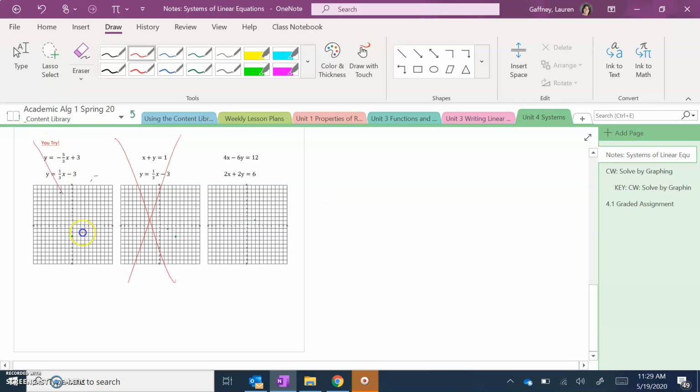Okay, let's focus on this third one here. So notice they're not in slope-intercept form, so we have to solve them both for y. So let's subtract 4x to the other side, divide everything by a negative 6. So I have y equals, I'm going to reduce this. The negatives cancel and it becomes 2/3 x minus 2. I'm going to do the same thing for the other one. Subtract the 2x over, divide everything by 2. So I have y equals negative 1x plus 3. So here my m is 2/3 and my b is negative 2.